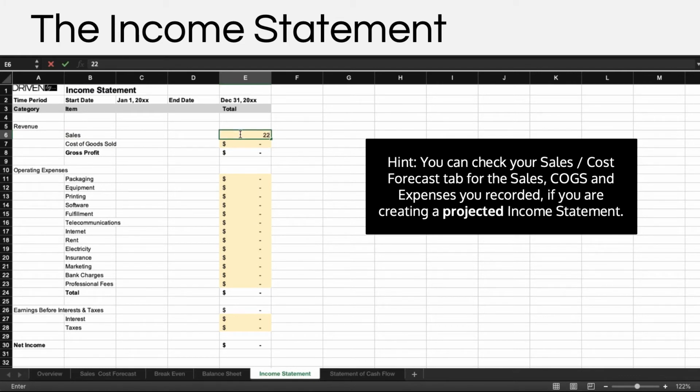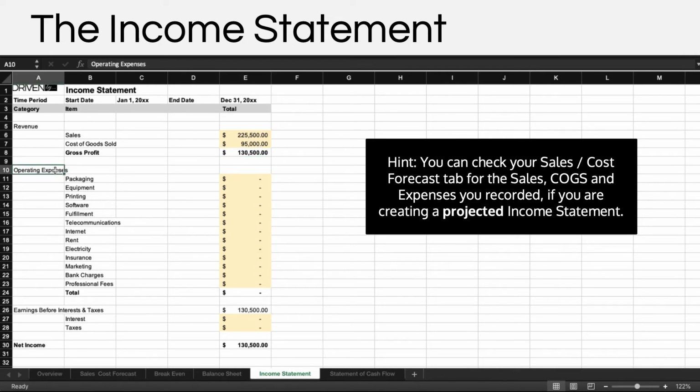So plug in your total sales for the period. Then you will identify your cost of goods sold or cost of service of those sales. Your revenue minus your cost of goods sold gives you your gross profit.